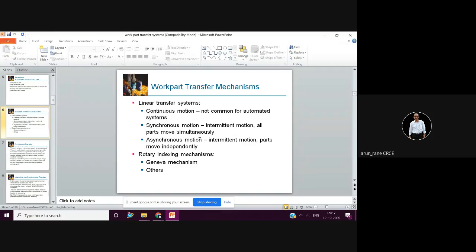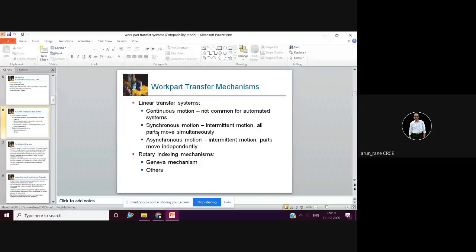And asynchronous motion is intermittent motion. So the part moves independently. Here it will not be considered whether the work is done or not at the slowest workstation. It just moves independently. So normally in automobile it is continuous motion, that is, the parts are moving continuously along the line. The conveyor is moving continuously. So the workers have to move along with the conveyor. Once they have completed, then the workers have to come back to the workstation because the component has already arrived at that workstation.